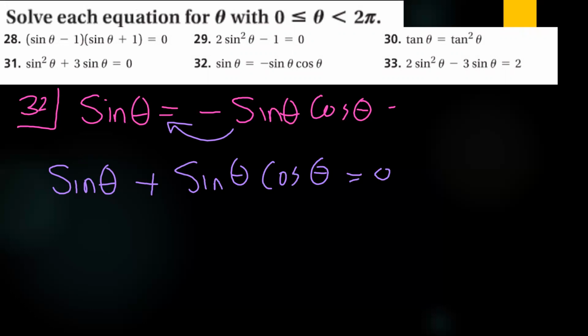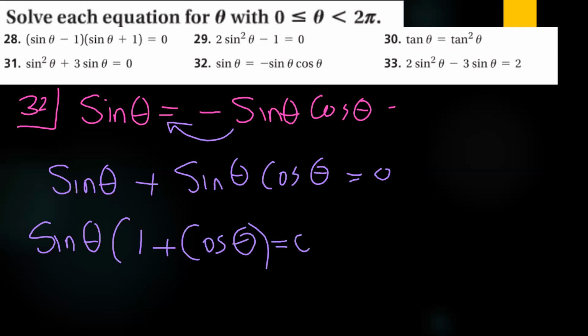Then, can I make it on the other side as a negative sign? Yes. Then what do we have to do next? Sine theta should be taken out as a common factor, then we use the zero product property. So with sine of theta as a common factor, it will be sine theta times (1 plus cosine of theta) equals 0.